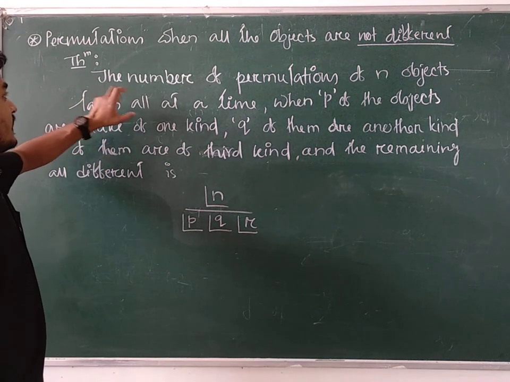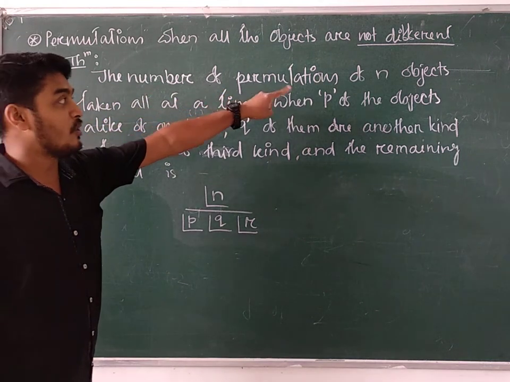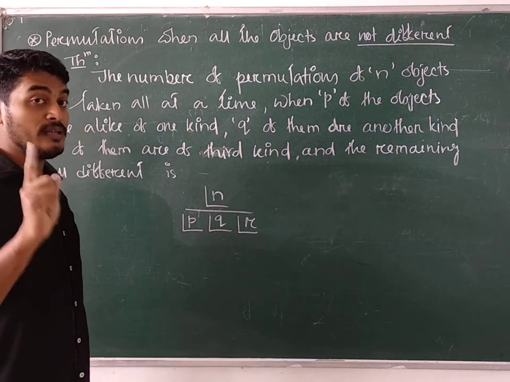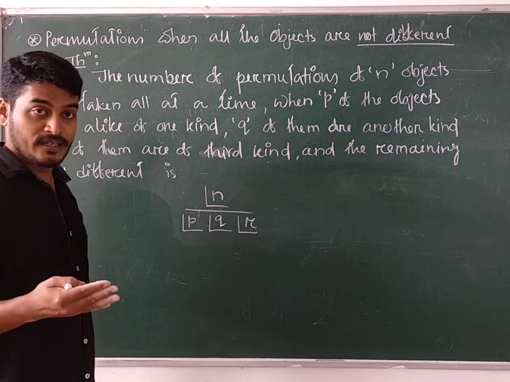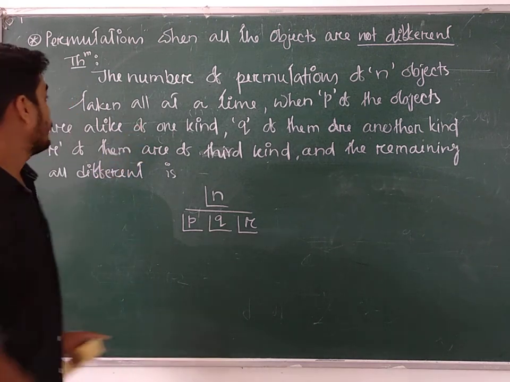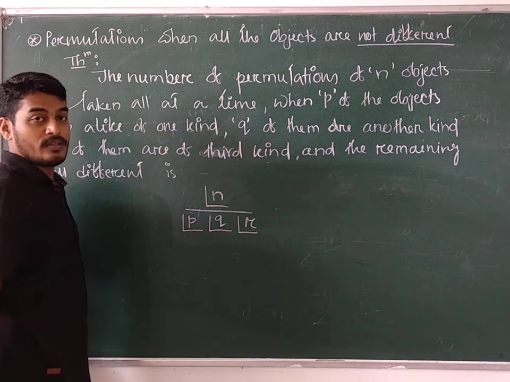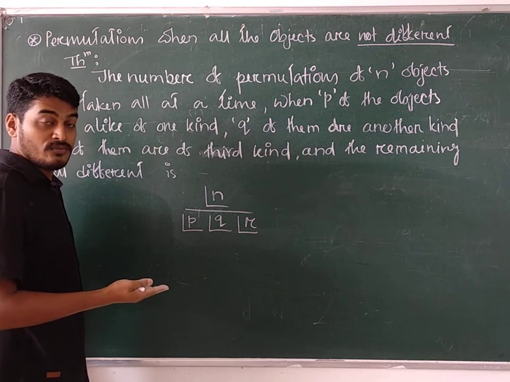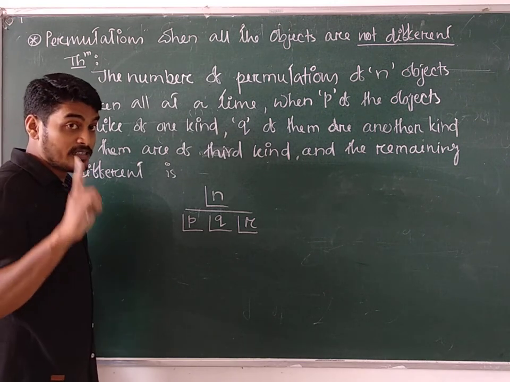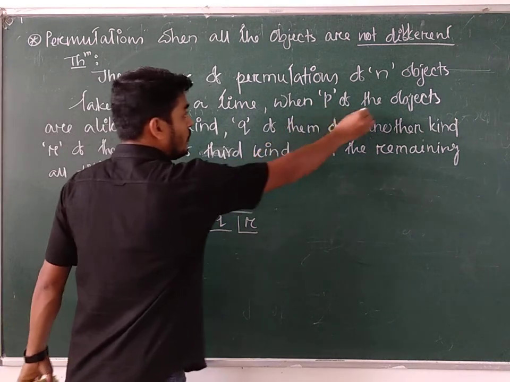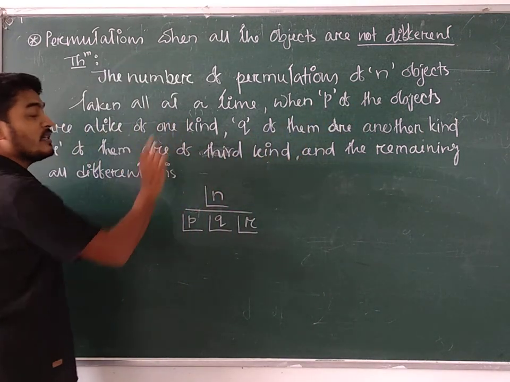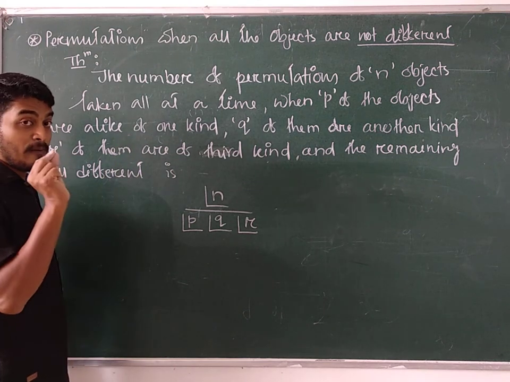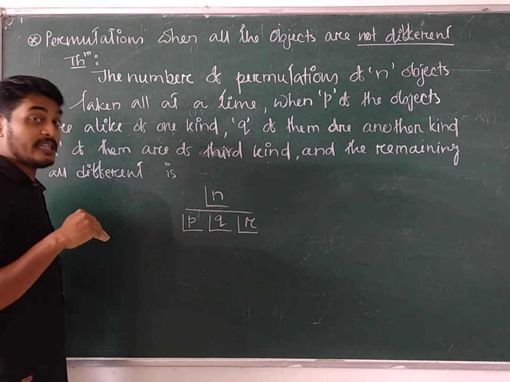So listen, the number of permutations, meaning arrangements, of n objects. What is the total number of objects? n objects are there, maybe the same or maybe different, but n objects are there, taken all at a time. That means we are considering all the letters to form a new arrangement. Remember, when p of the objects are alike, of one kind: total n objects are there, and p of them are of one type.